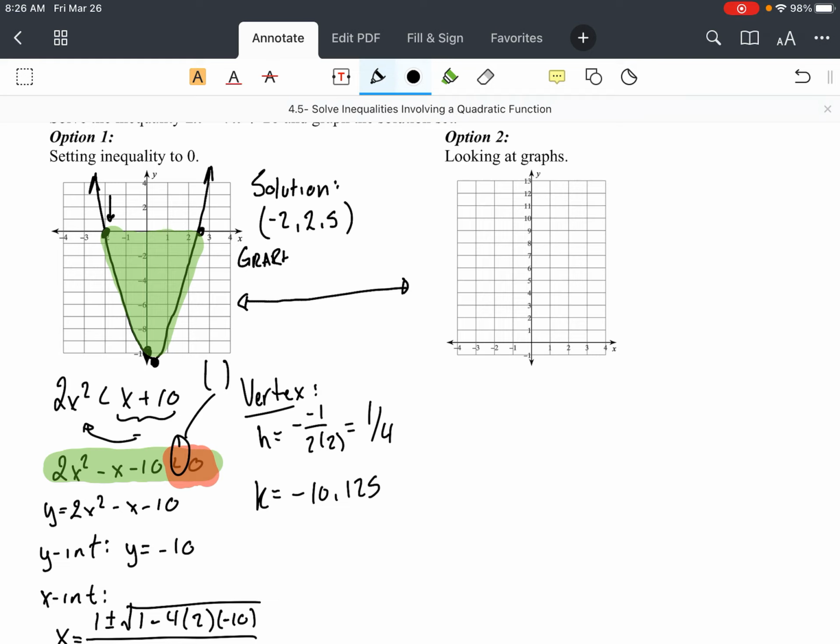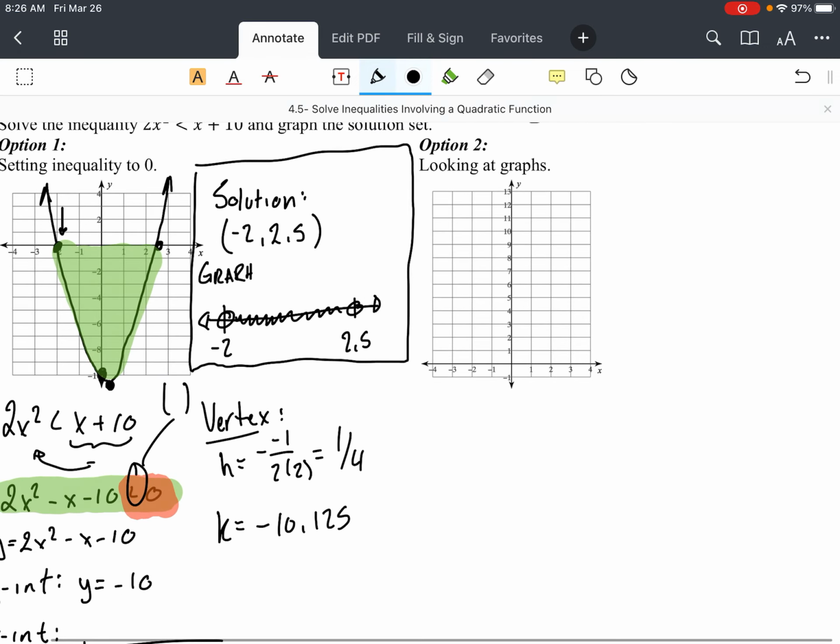So graph. All right, so we're going to start at our minimum point, so -2. We're not going to fill this one in because we are not including those endpoints. We're going to go up to 2.5. And again, we're not including that because it is not included in our solution points. Okay, and that's our graph. So this is ultimately what I'll be looking for.